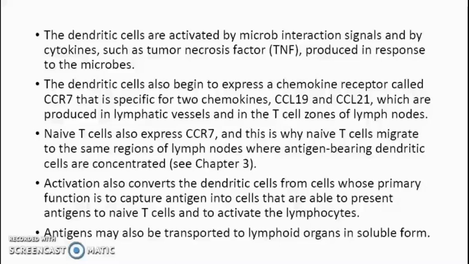The dendritic cells are activated by microbial interaction signals and by cytokines such as tumor necrosis factor produced in response to the microbes. The dendritic cells also begin to express a chemokine receptor called CCR7 that is specific for two chemokines, CCL19 and CCL21, which are produced in lymphatic vessels and in the T cell zone of the lymph node. Naive T cells also express CCR7, and this is why naive T cells migrate to the same region of the lymph node where antigen-bearing dendritic cells are concentrated.